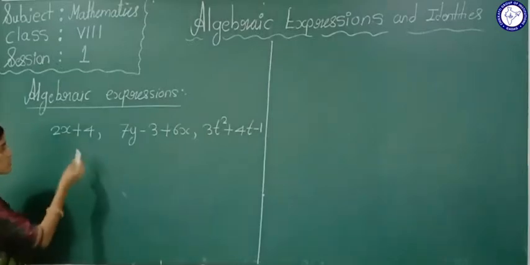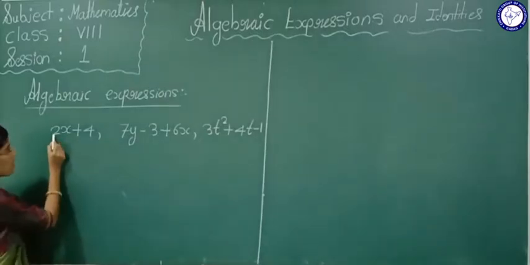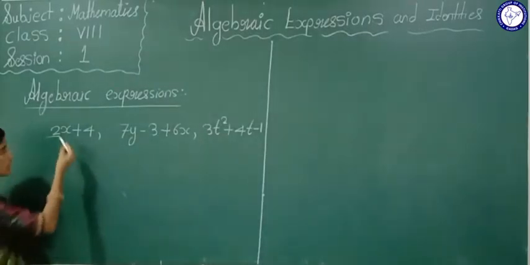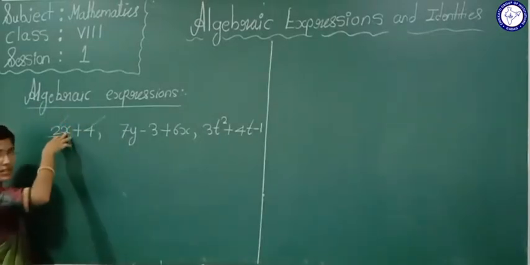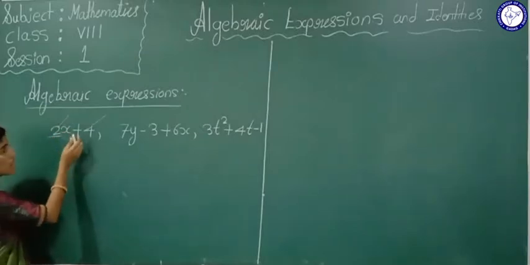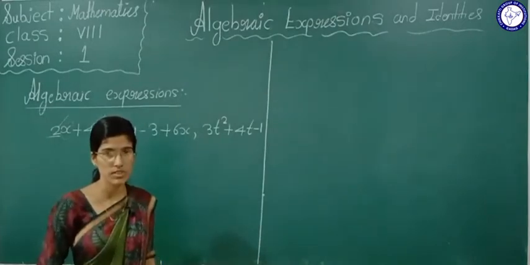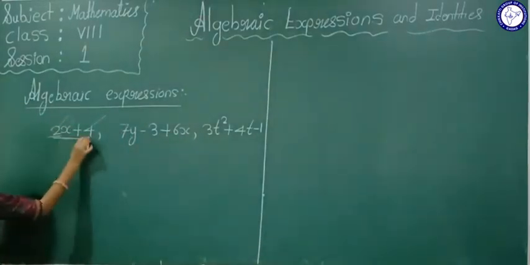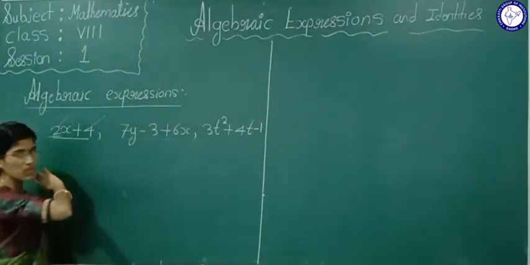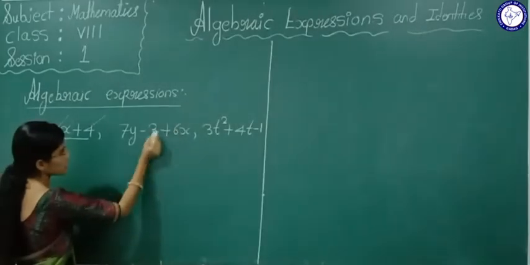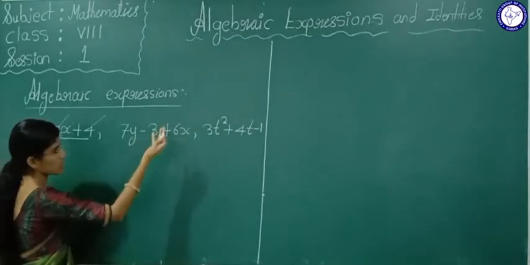Why? Because algebraic expressions are expressions involving constants. See, it is involving constants, yes or no? And here it is also involving variables and mathematical operations like addition, subtraction, multiplication, division. So this is an algebraic expression. Now here also, this is an algebraic expression. It is involving constants and variables and operations like multiplication, subtraction, addition.